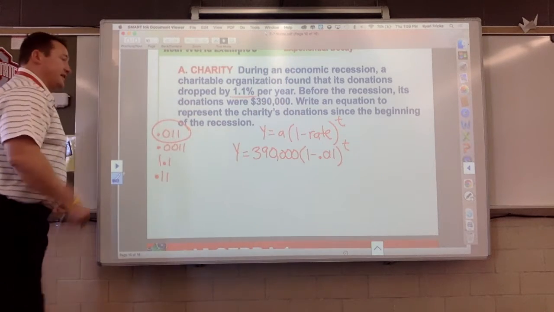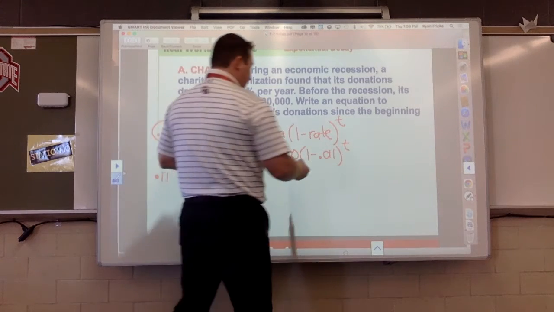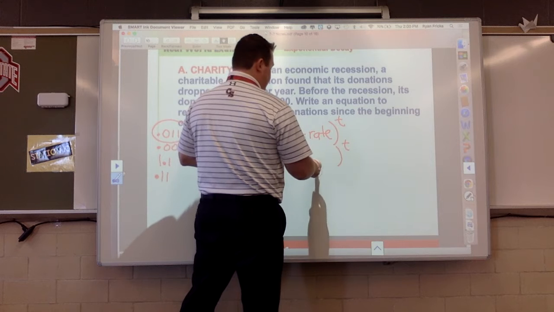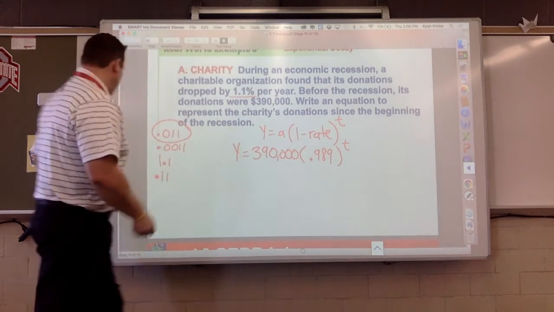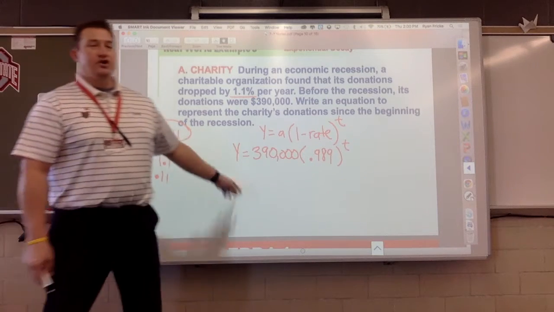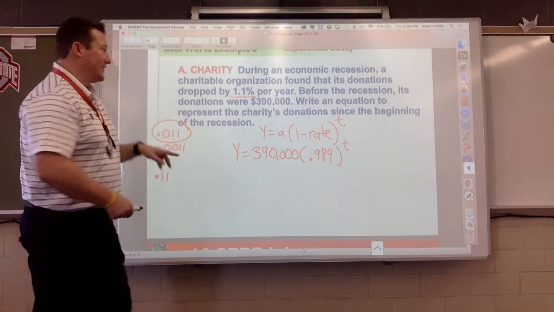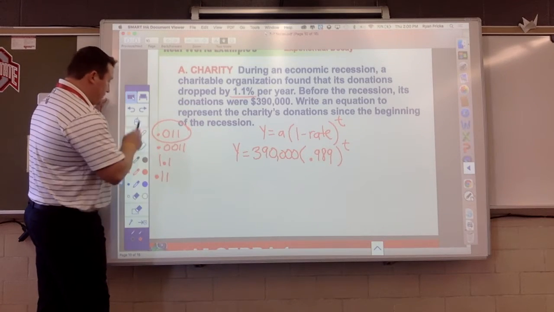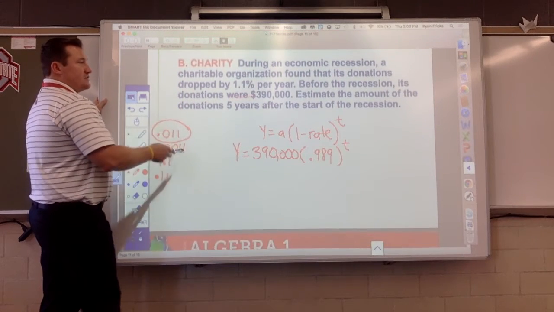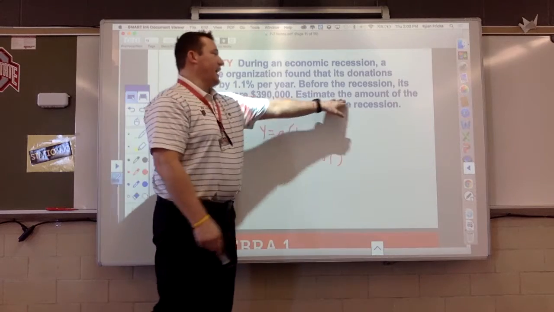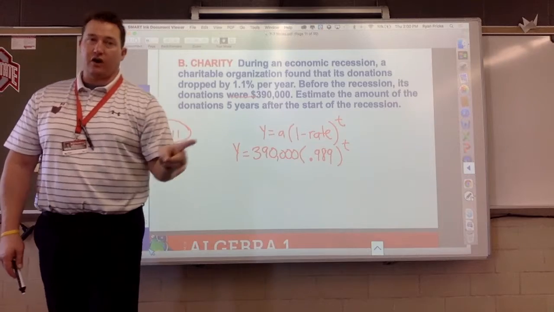Now look, folks, I don't want to mess this up. 1 minus 0.011 is 0.989. There we go. So that's really what this is going to turn into. 0.989. There's your exponential decay function for this scenario. Hopefully we get to use that here for something. So now we can use this function to estimate the amount of donations 5 years after the start.